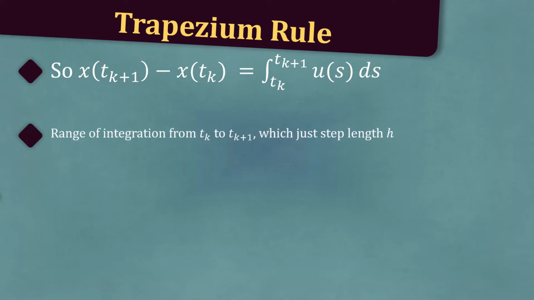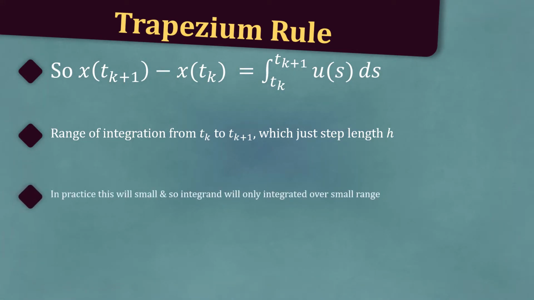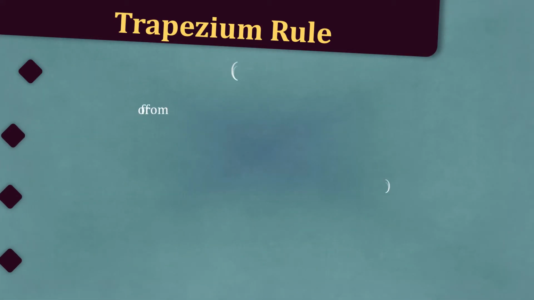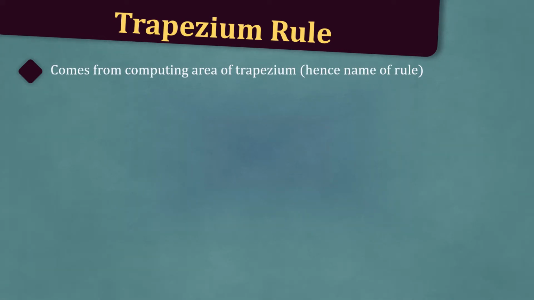Now, the range of integration is from tk to tk+1, which is just the step length h. In practice, this will be small, and so the integrand will only be integrated over a small range. We can approximate the integral from tk to tk+1 of u of s ds as approximately equal to a half of h times u of tk plus u of tk+1. This comes from computing the area of a trapezium.